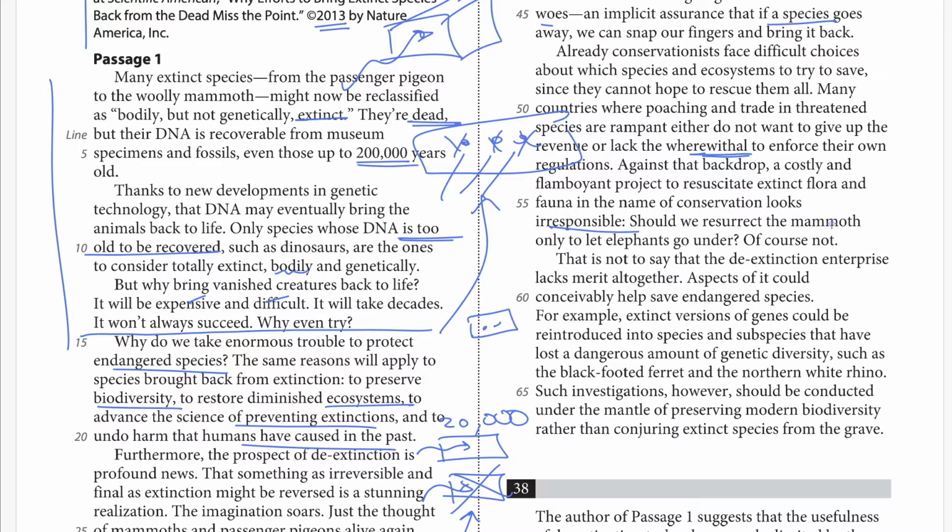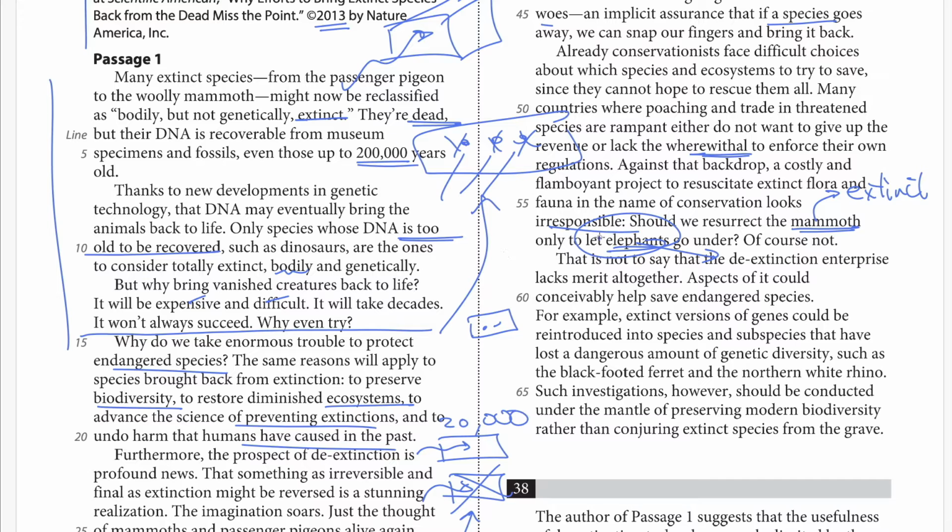Should we resurrect the mammoth only to let elephants go under? So this is kind of like part for a whole. Should we resurrect the extinct species and let the almost endangered species go under, right? Of course not. That's his answer. That is not to say that this enterprise lacks merit. It's a roundabout, double-no kind of statement. It's just saying that, yeah, it could be useful. And how could it be useful? In the following ways.